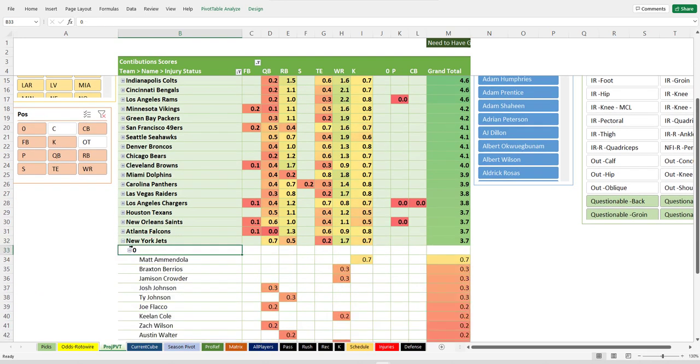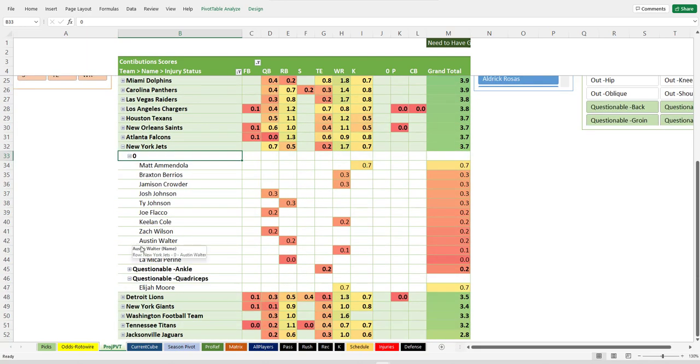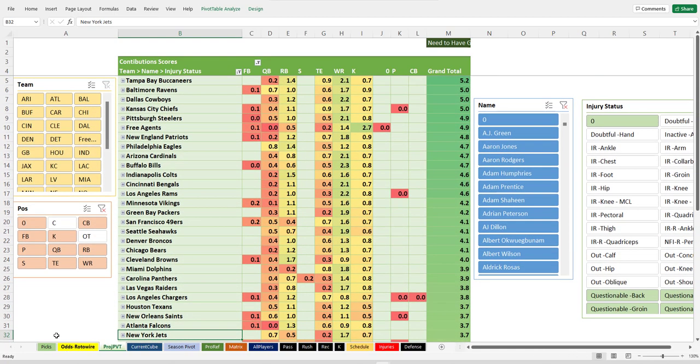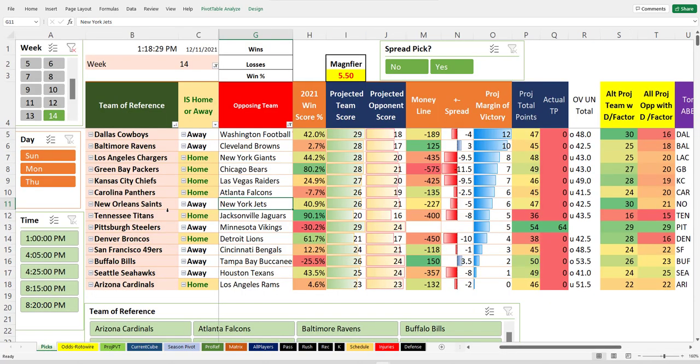His name is, it's not Josh Johnson, Joe Flacco, Zach Wilson. Zach Wilson? Or Josh Johnson, I can't remember. We're looking at that. I know we're looking at that. Okay, so I don't know. I'll just stay away from that game.